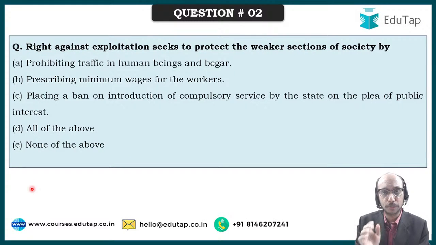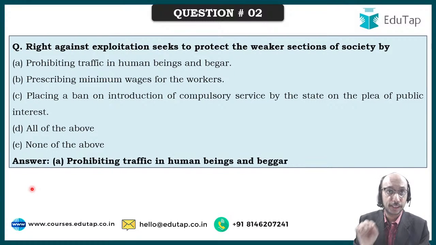I understand this has been a little difficult topic for most of the students because many of us have not studied it, but that is exactly why we are discussing it with you, so that later when you read all these things, you don't spend too much time on it. It's okay, you are making mistakes now. The answer to the second question is A. The answer to the second question is A over here.